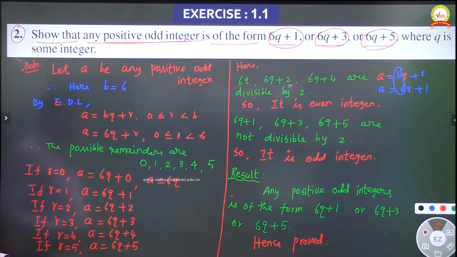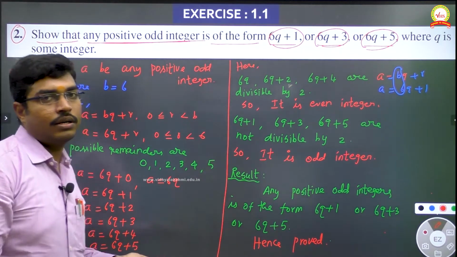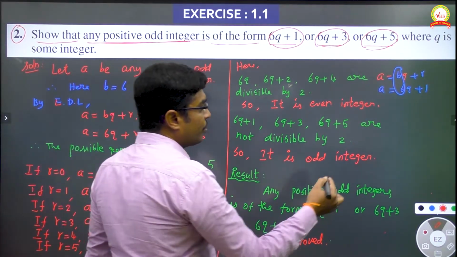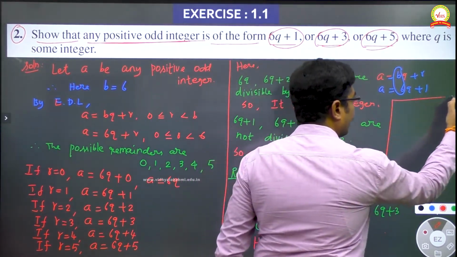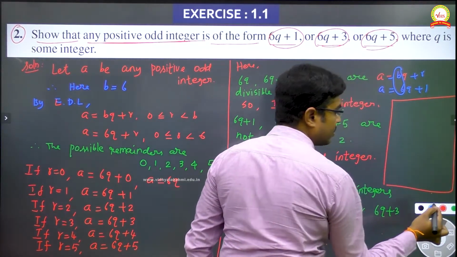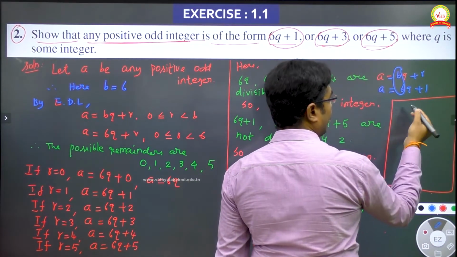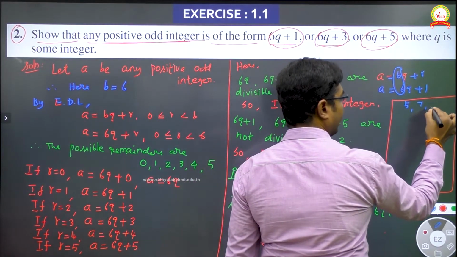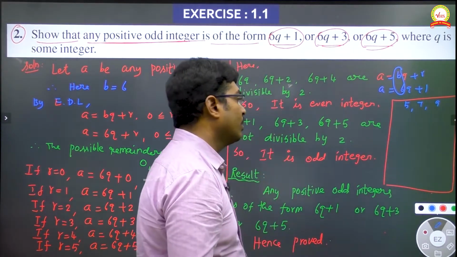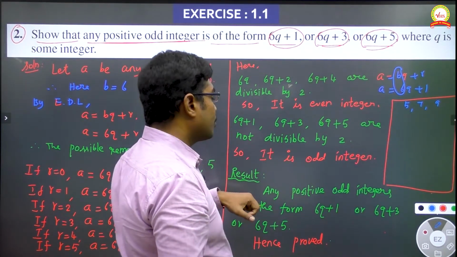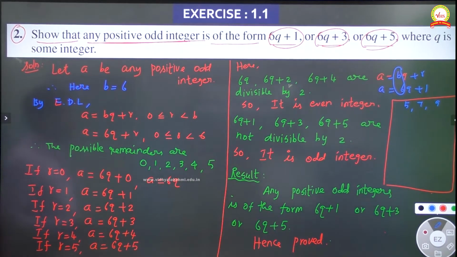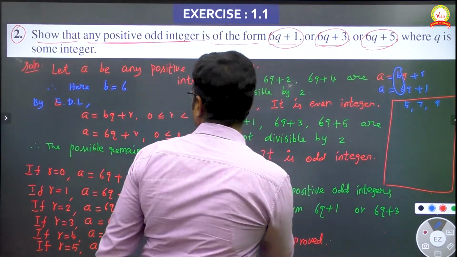I hope you all have understood this concept and sum. If you have any doubt, please enter it in the comment box. I will clear it, because I am going to give one example. See my dear students, I am going to take 5, 7 and 9, three odd numbers, for example. This is for odd numbers, yes or no?